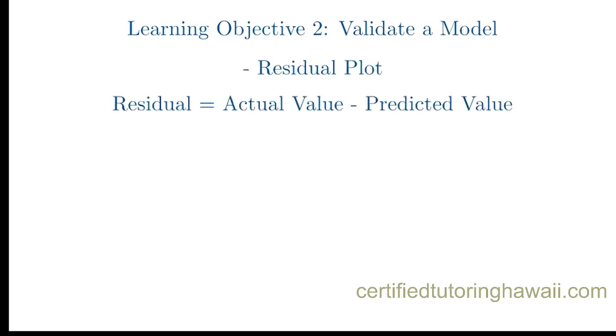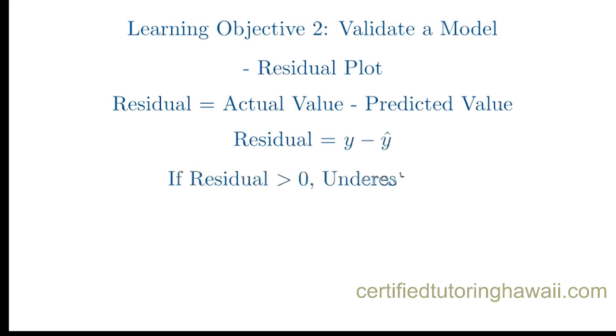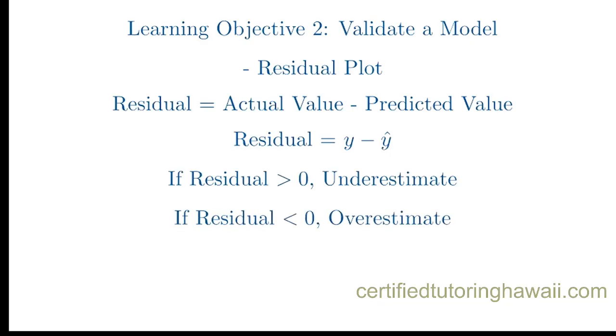A residual is the difference between an actual y value from our original data and the y value that our regression equation predicts. It's the vertical distance from a data point to the regression line. A positive residual means our model underestimated the actual value. A negative residual means it overestimated. A residual of 0 means the model hit the point exactly.